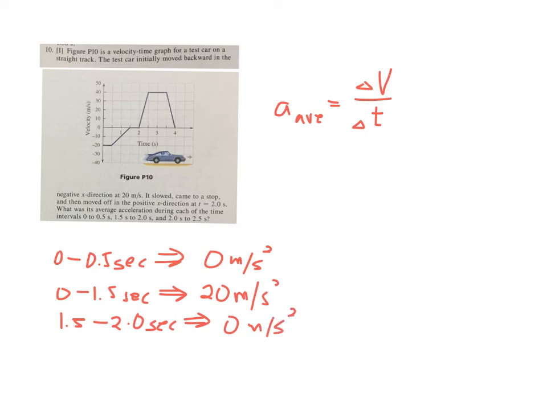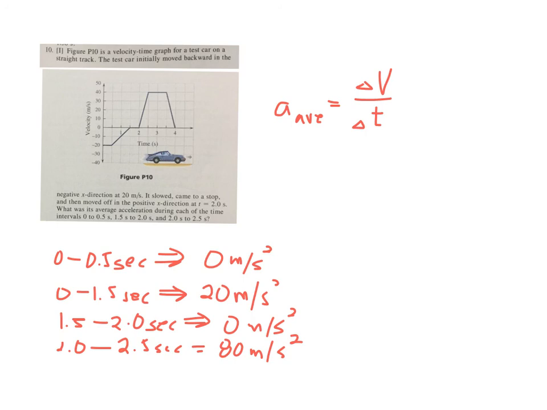And then from 2 to 2.5 seconds, it's an increase of 40 meters per second in 0.5 seconds. So the delta V, the rise, is going to be 40, and the time is going to be 0.5 seconds. So 40 divided by 0.5 is 80 meters per second squared. That's quite an acceleration from 2.0 to 2.5 seconds. That's 80 meters per second squared.